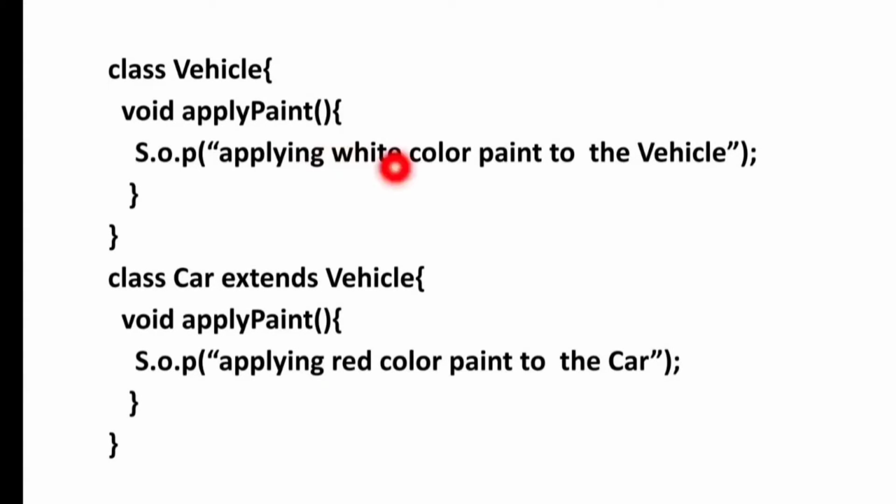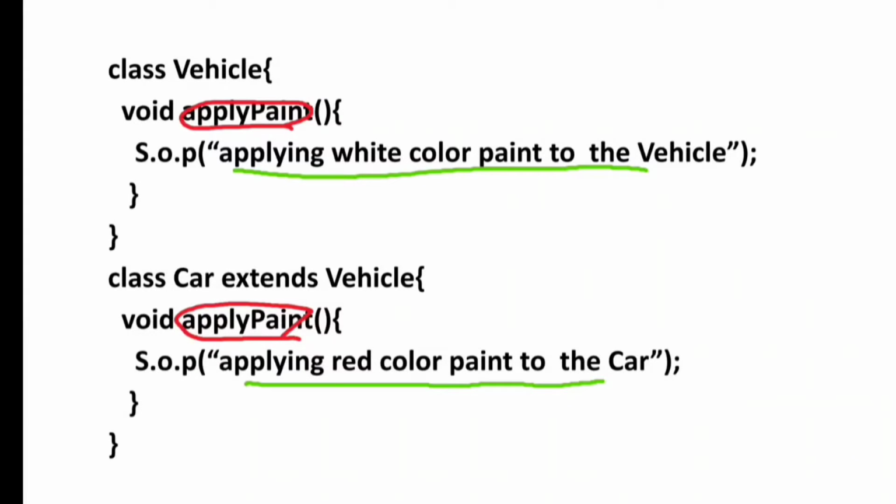Now see here, there is one method in a parent class, that is, in a Vehicle class, and it's applyPaint. And the same method I have overridden in a child class, that is, in a Car class. So if we notice here, both the methods have the same name, right? But the implementation, or we can say the definition, of both the methods is different. So here the action is the same, that is applyPaint, but the ways, or we can say behaviors, are different, and it's nothing but polymorphism.